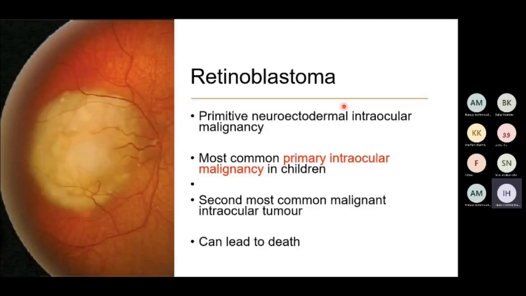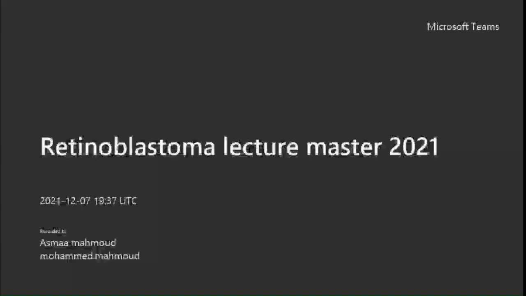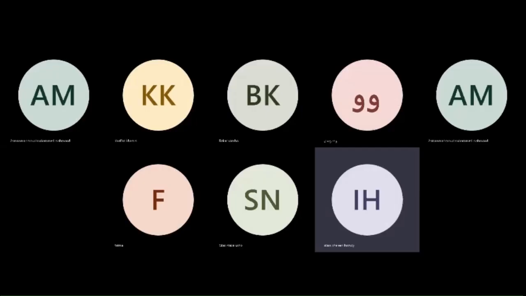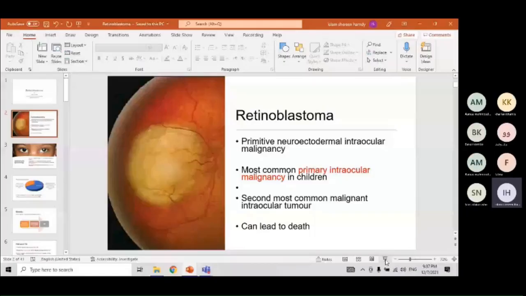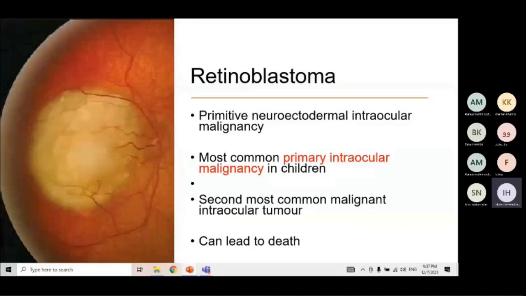It's a primary tumor developing from neuroectodermal intraocular cells called the retinoblasts. It's the most common primary intraocular malignancy in children. As I was saying, retinoblastoma is the most common primary intraocular malignancy in children, and it's the second most common malignant intraocular tumor after malignant melanoma of the choroid, and the importance is that it can lead to this. This is why it's important to know very well about this disease.